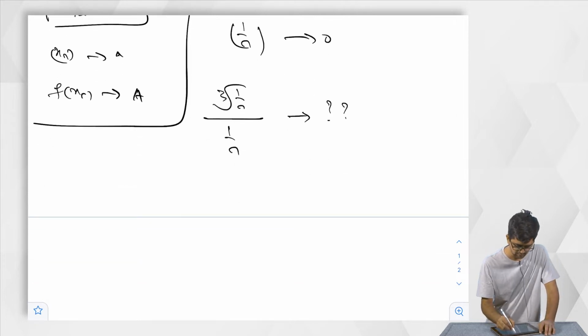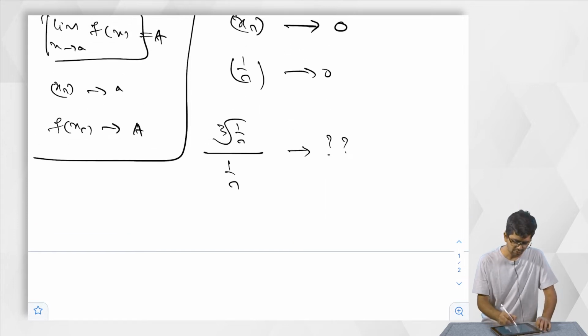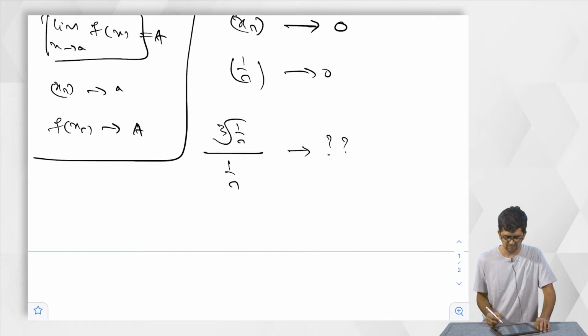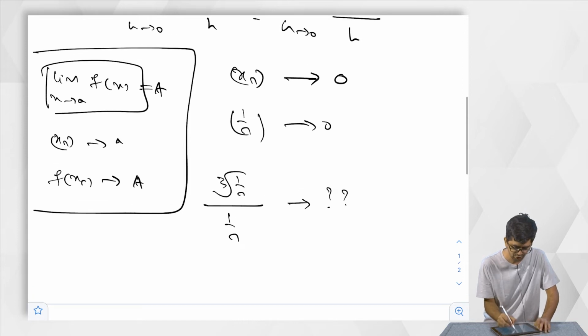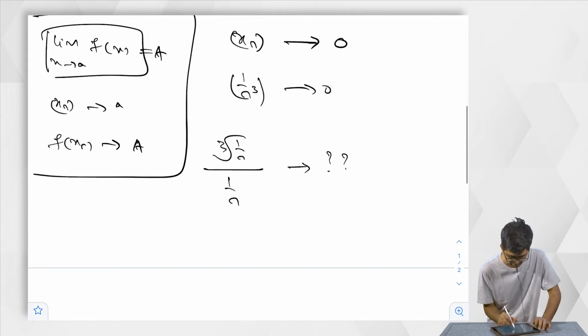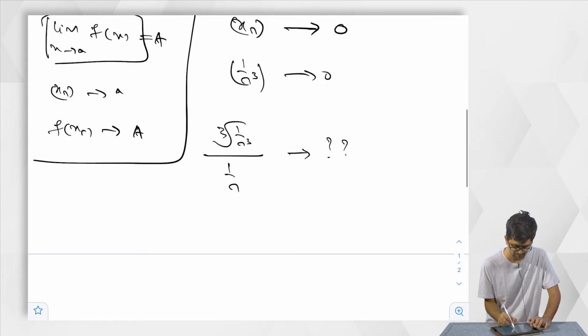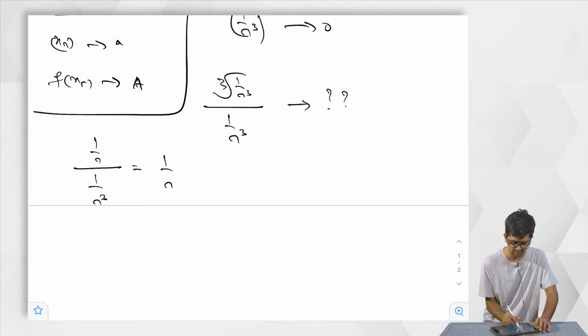Now it has a cube root of 1 by n, and it is not very comfortable to do this computation. I want to get rid of this cube root. So let us change this sequence into 1 by n cube. 1 by n goes to 0, and 1 by n cube goes to 0. Now what is the cube root of 1 by n cube? That is 1 by n, divided by 1 by n cube. What is this? 1 by n square inverted, that is n square.